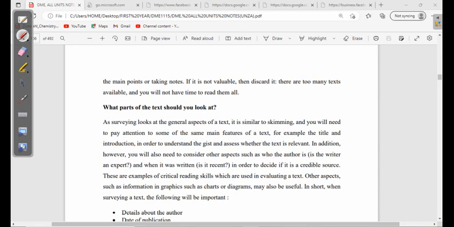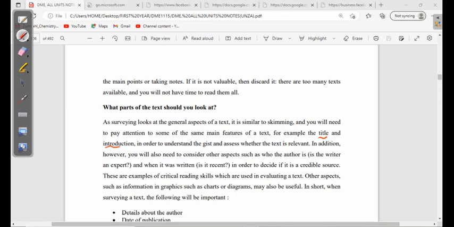As surveying looks at the general aspect of a text, it is similar to skimming, and you will need to pay attention to some of the main features of a text. For example, you need to look at the title and the introduction, in order to understand the gist and assess whether the text is relevant or not. You want to find out if this document is important for you to read. So you're going to look at the title and the introduction.